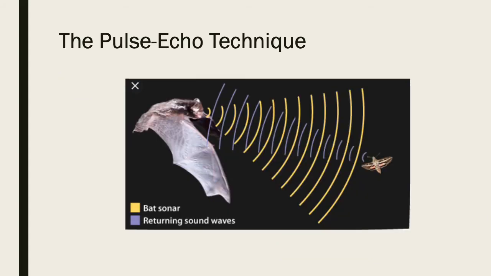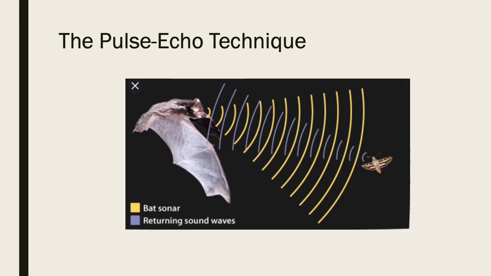Now, ultrasound works really similarly to a pulse echo technique that a bat would use. In this example, pretend that the bat is our ultrasound transducer and that little bug is the kidney. So what would happen is our ultrasound transducer would send in a pulse of sound, and that pulse of sound would travel through the body and it would eventually hit the kidney and then it would return back.